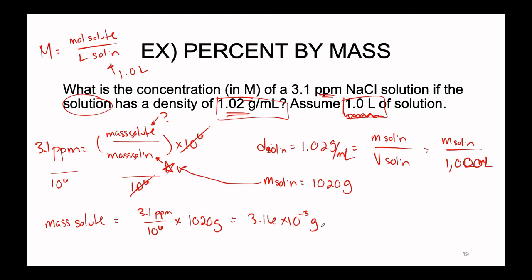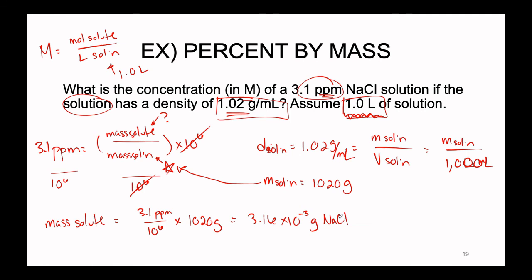Now this mass makes perfect sense, right? It's a small number, and good thing it's a small number because we were measuring parts per million, which is a very small unit. So this is a way that we can double check our math to make sure that we have rearranged everything and solved for the mass of the solute, which is NaCl, correctly.